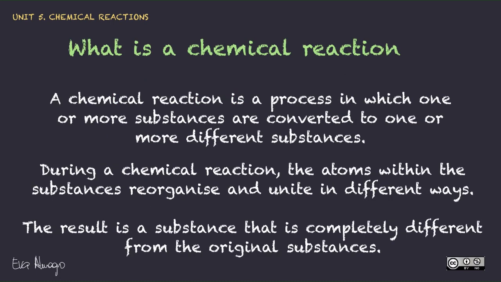If you see, a chemical reaction is a process in which one or more substances are converted to one or more different substances. During a chemical reaction, the atoms within the substances reorganize and unite in different ways. This means that these changes that we are talking about happen in an atomic level, in a molecular level.